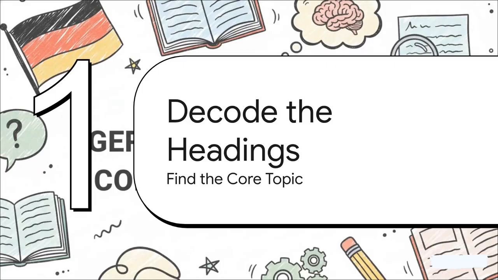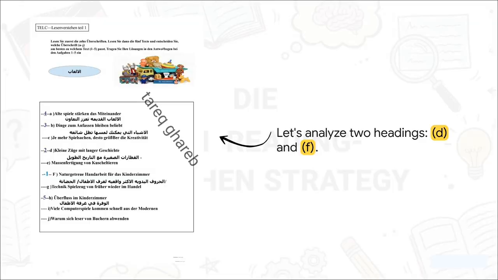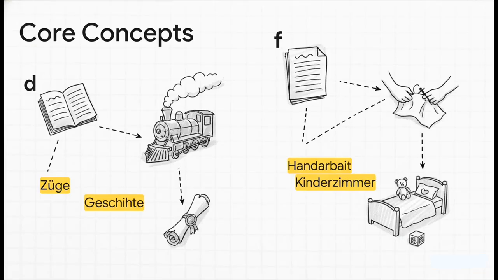Let's kick things off with step 1, decode the headings. You know, the biggest mistake people make is they start reading the text right away. No. We start with the headlines. We need to figure out what we're looking for before we even start looking. Okay, let's get our hands dirty with a real example. We're going to zero in on just 2 of these headlines to start, heading D and heading F. So let's pull out the most important words here. For heading D, kleine Züge mit langer Geschichte, the core ideas are obviously Züge, trains, and Geschichte, history. Got it. For heading F, naturgetreue Handarbeit für das Kinderzimmer, our main clues are Handarbeit, so handiwork, and Kinderzimmer, a children's room. These are now our search terms.